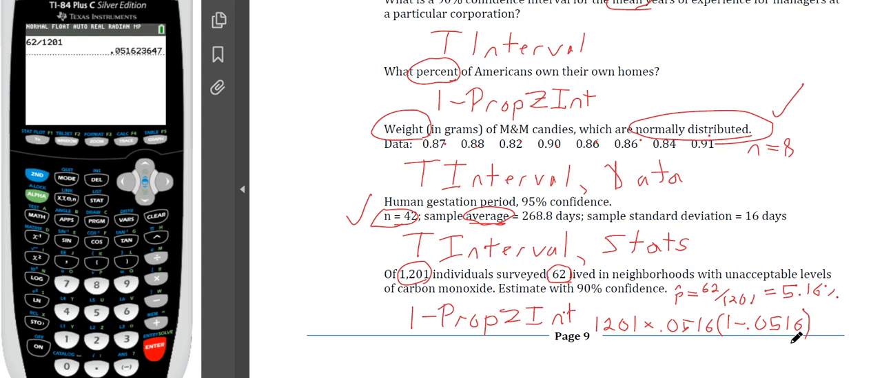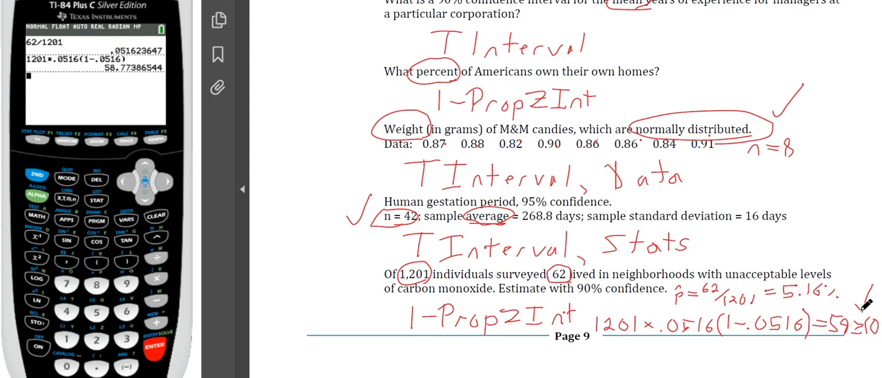If this is not greater than or equal to 10, then we are not good. We can't use one prop z int, but I'm pretty sure this is going to be okay. So 1,201 times 0.0516 times 1 minus 0.0516. Pretty sure this is going to be okay. We get 58.7 or 59. So this is 59, which is more than 10. So our condition is met.